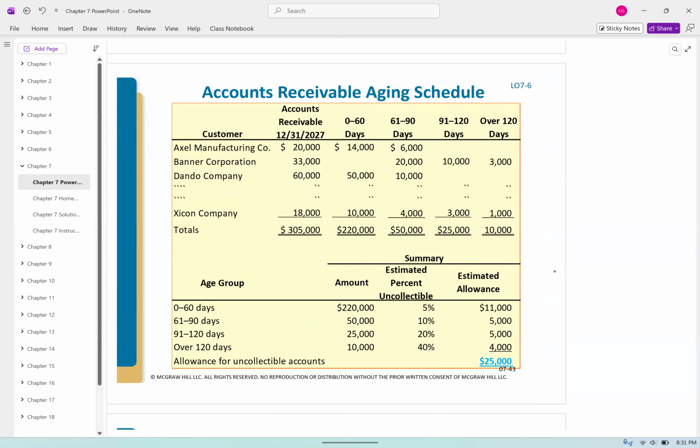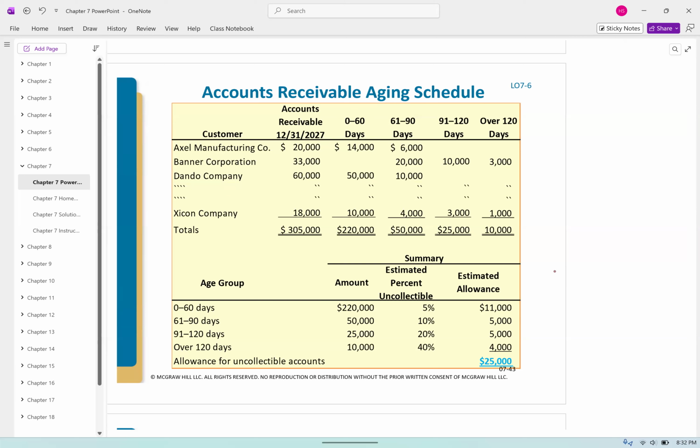Okay. So if you've ever gotten a bill, you might have gotten one from a doctor. I usually see these on doctor's bills, like you'll have a certain amount that's 0 to 60 days, all the way up to over 120. So they're aging all of these accounts. And they're saying, okay, there's a total of 305, and each one of those sections has its own percentage of uncollectability. So I'm going to write them up underneath here.